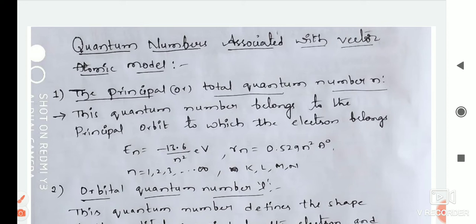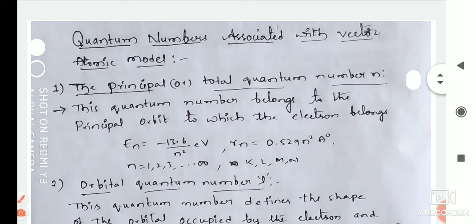Here the vector atomic model consists of seven quantum numbers. In that we will discuss each and every quantum number in detail. First one, the principal or total quantum number, represented by small n.